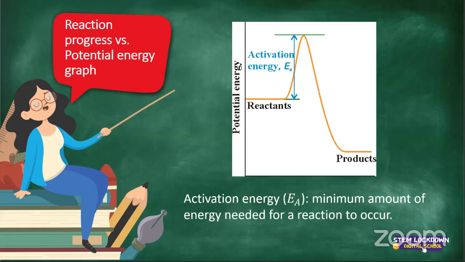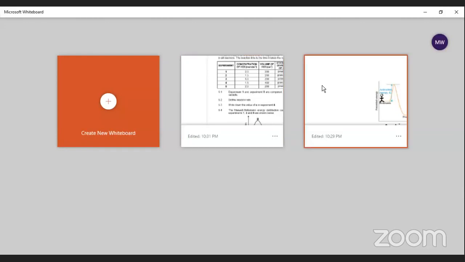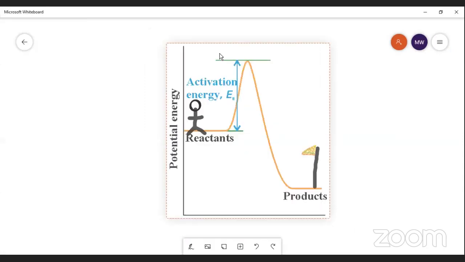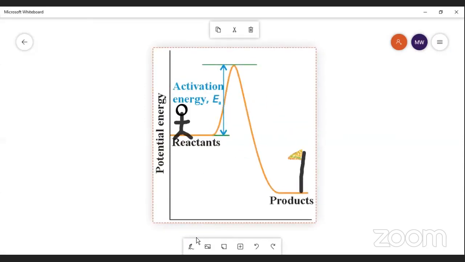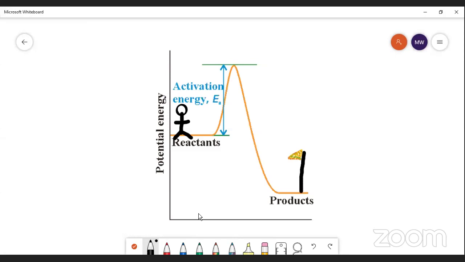Okay, so if you look at this image over here, imagine that you are playing mini golf and you're this man and you're standing at this energy level over here where the reactants are. And you hit your golf ball and it has to go all the way over this bump down to where this little flag is that indicates that you have hit it into the hole.